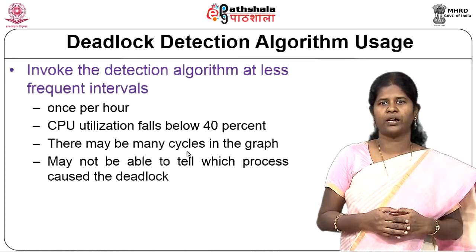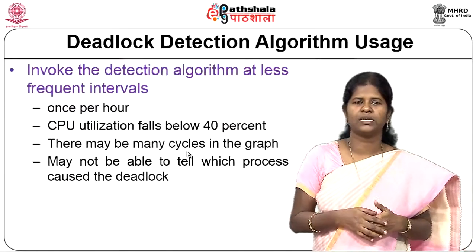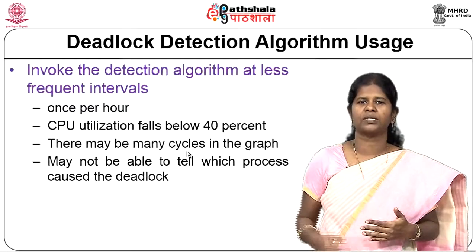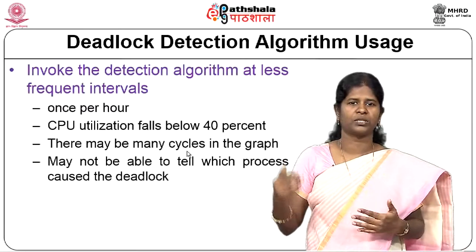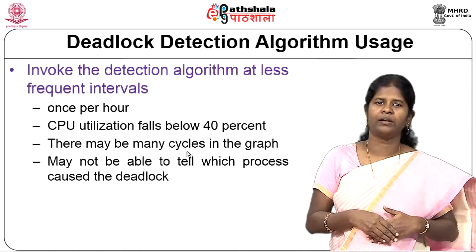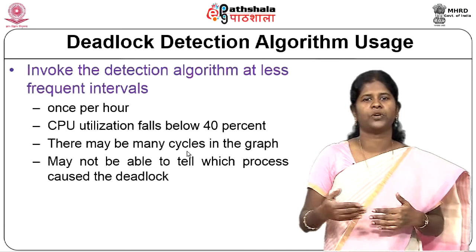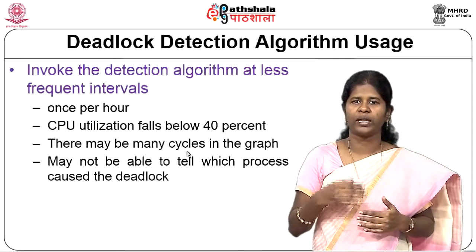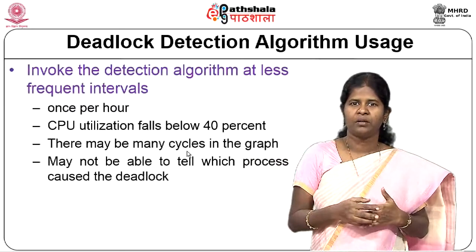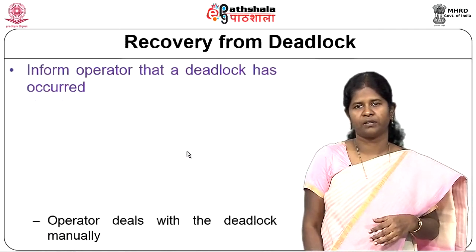And the next policy is to invoke the deadlock detection algorithm at less frequent intervals. That is, you can invoke it say once per hour, or maybe you can invoke the algorithm when the CPU utilization is very low, maybe it falls below 40% or 30% or so on. And there can be many cycles in the graph. So, you may not be able to tell which process caused the deadlock in this case, because you are not invoking it each and every time a request is made. You are only invoking it at infrequent intervals of time, but there will be many processes in the cycle. So, you will not really know which is the exact process which caused the deadlock.